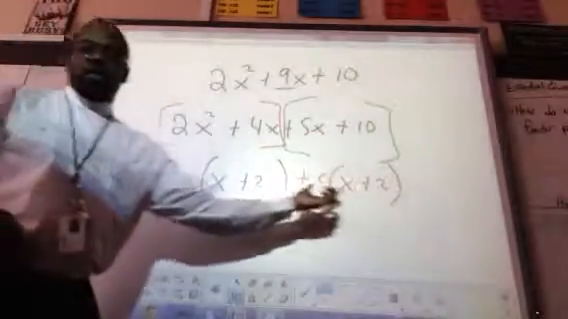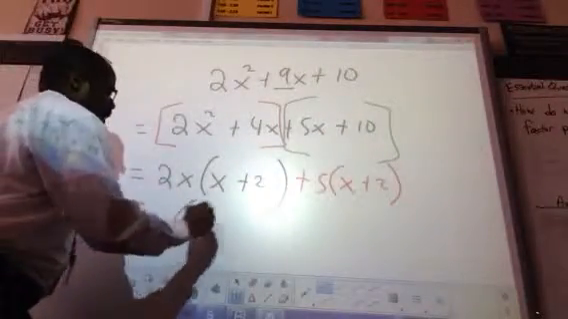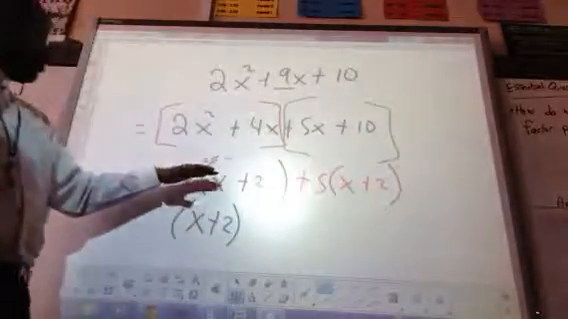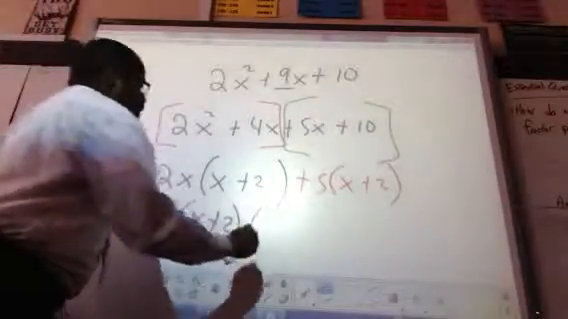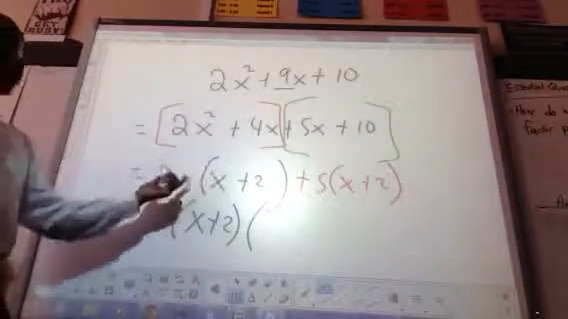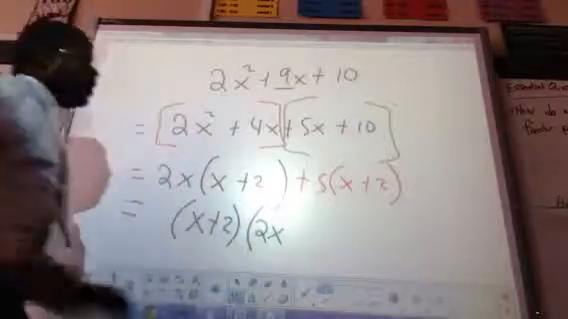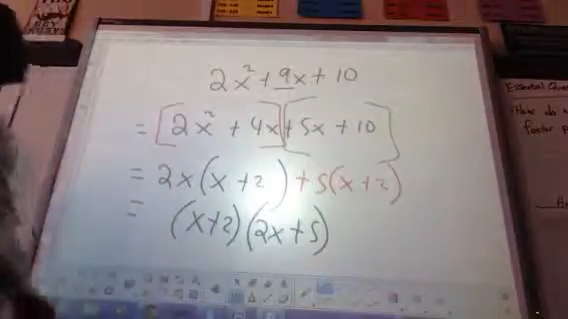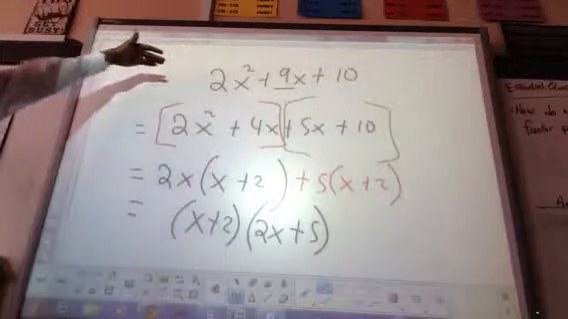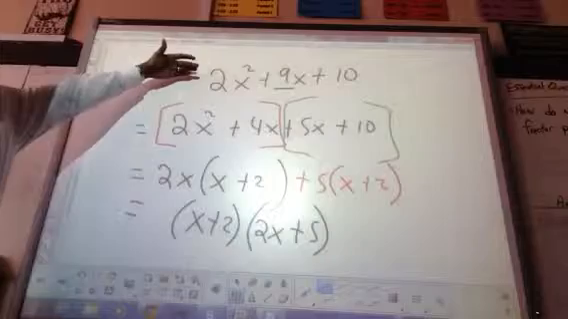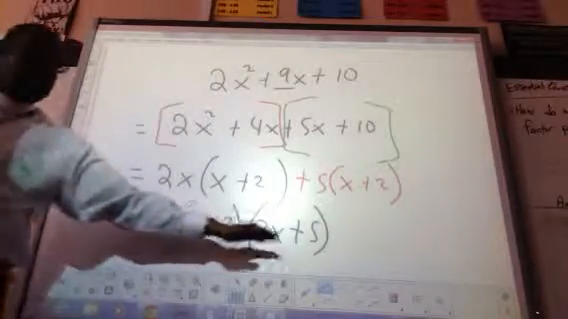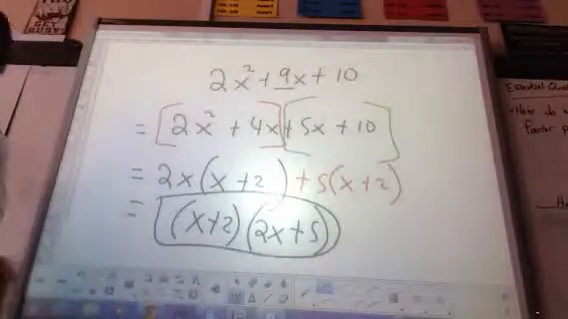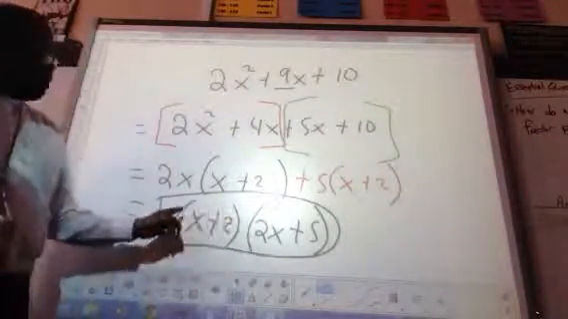Now we write what's common. In this case, x plus 2 becomes a common factor. It is the greatest common factor for these two terms. If we divide the first term by x plus 2, you're left with 2x. If you divide the second term by x plus 2, you're left with 5. Hence, 2x squared plus 9x plus 10 can be written in factored form as x plus 2 times 2x plus 5.